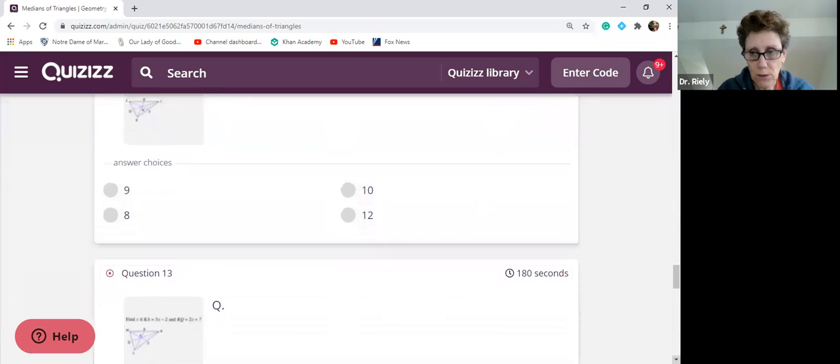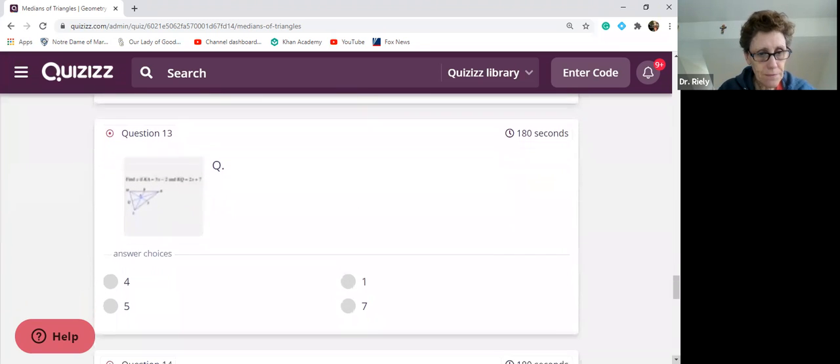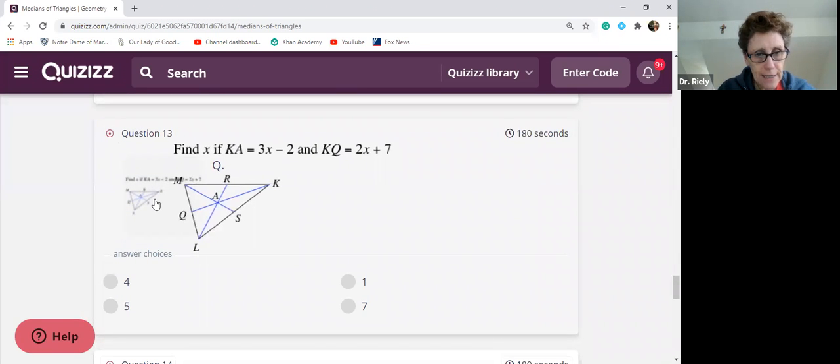Okay, that brings us down to question number 13. So let's look at 13. Find x if KA, so what's KA? KA is the 2 thirds part. So KA is 3x minus 2. So that's going to be 2 thirds of the entire length.